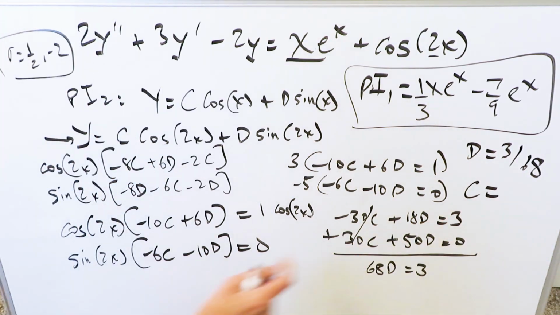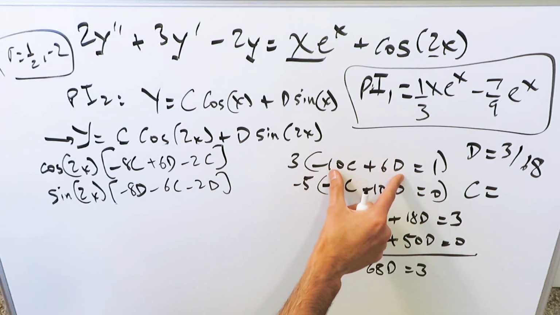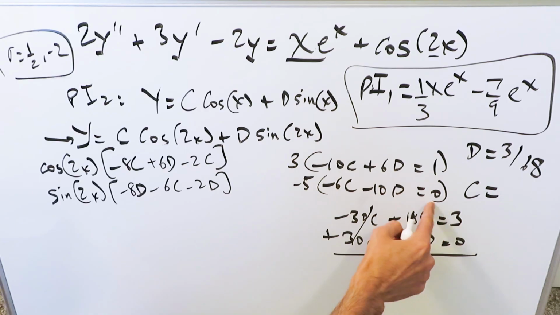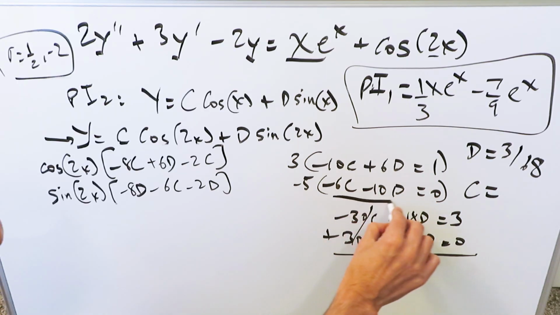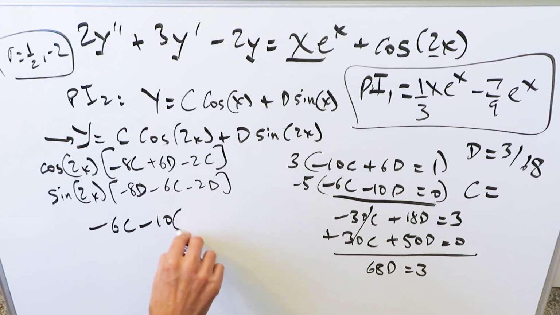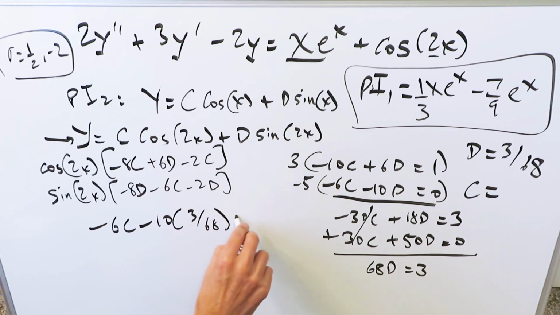Now we have to find the c term, and we can just pick any of these equations and solve for c, and it's easy. My equations are right over here, minus 10c plus 6d or minus 6c minus 10d. I'm picking the one which is equal to 0. I'm looking here at this equation right here. I'm going to plug in d. I have a minus 6c minus 10 times 3 over 68 is equal to 0.